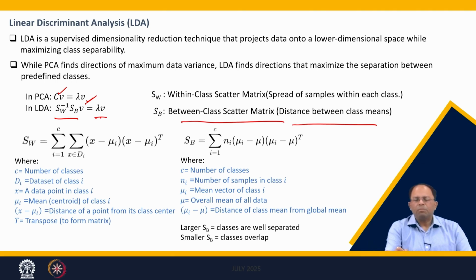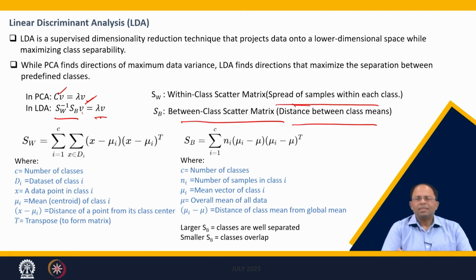And the within class scatter matrix means the spread of the samples within each class. In this case, the more clustered those values are, the better, right? So the more near together, the better, so we will try to reduce it as much as possible. Accordingly, SW goes below, that is SW to the power -1, and SB is above, so we are taking SB divided by SW.